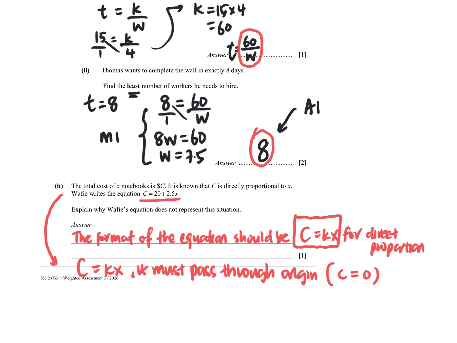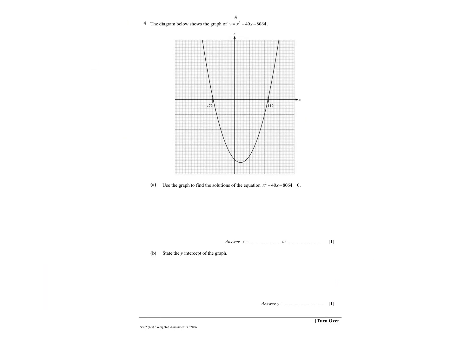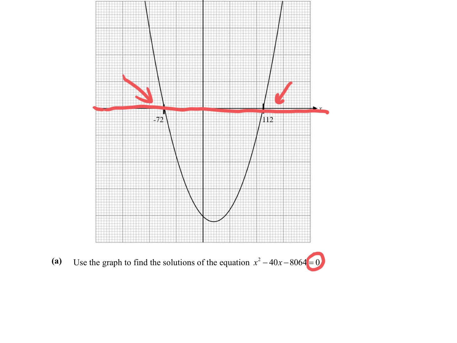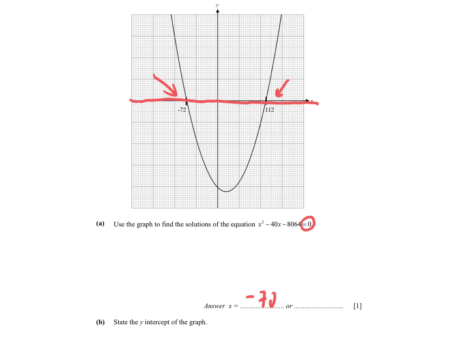Okay, question 4 is super easy. They say, when is your equation equal to 0? Only these 2 points. So I only need you to write negative 72 and 112. So that's the first answer. Next one.